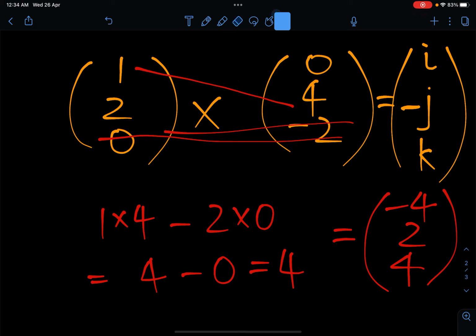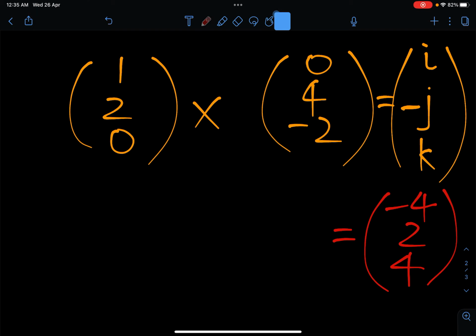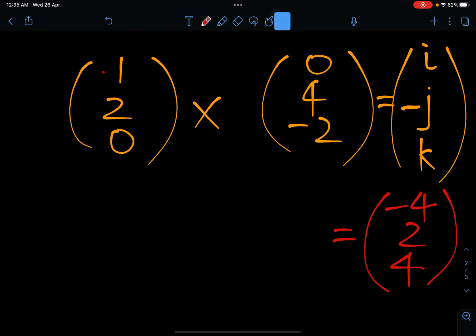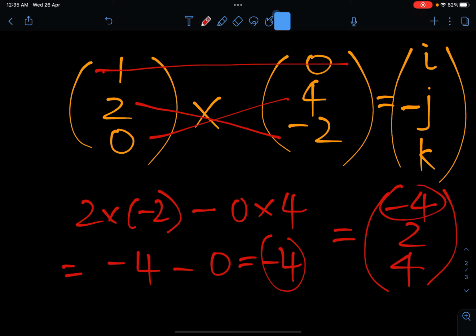And earlier I didn't show the workings for the I, so let me just show you the workings for I. So what I did earlier was when I was calculating I, I blocked out the I. So it's like that, slanting down first. So it's 2 times negative 2, then minus 0 times 4. So that gives you negative 4 and minus 0. So you get negative 4. So that's how you get negative 4 for I. Okay?